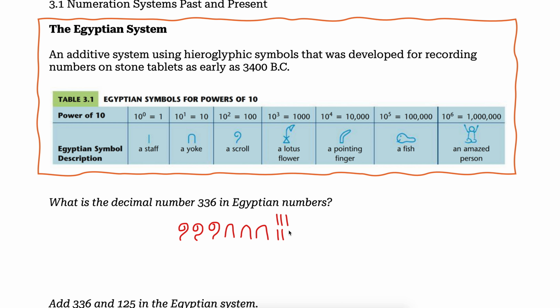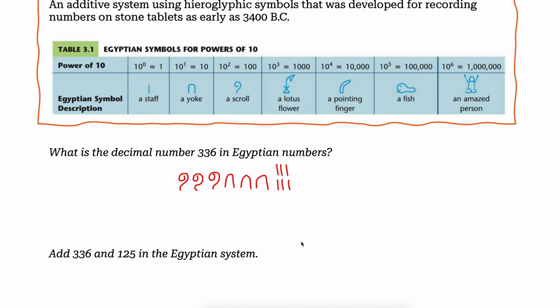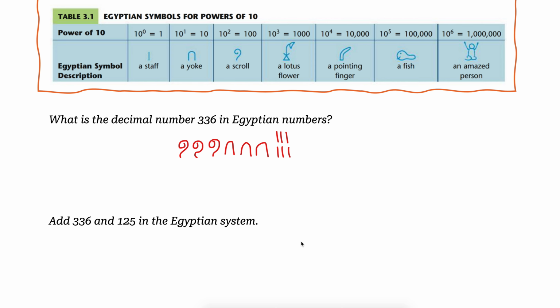And you can stack them somewhat. So 336 in Egyptian numbers is literally 3 hundreds, 3 tens, 6 ones. Everything is written out, even more so than in a Roman numeral system. Now, you can probably see things could get a bit cumbersome, and we're going to look at how they would do addition. So we're going to add 336 and 125 in the Egyptian system.